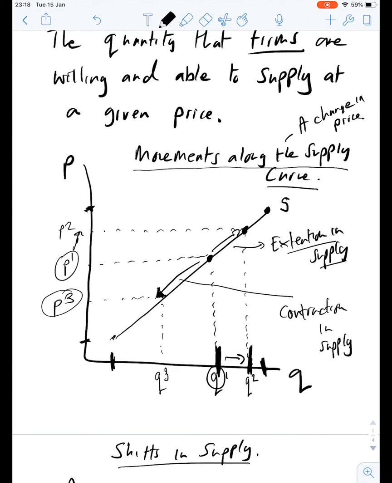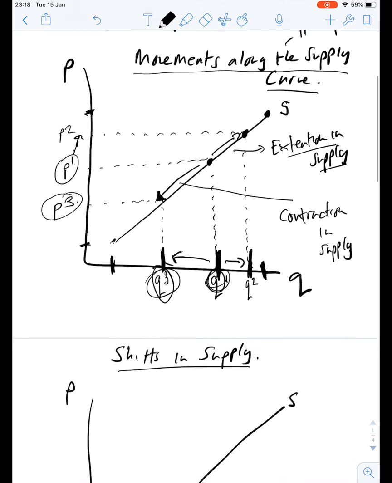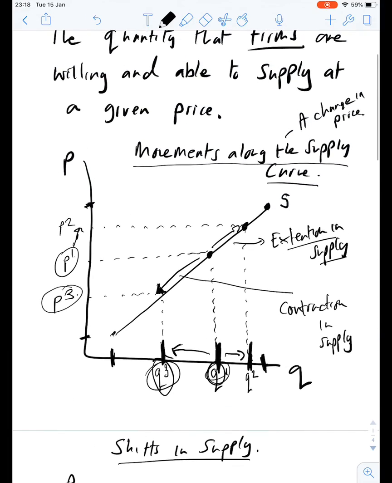Now the price has decreased from P1 to P3. Quantity is now at Q3, which is lower than the original Q1. So we can see that there has been a contraction, a decrease in supply from Q1 to Q3. The next video we will be discussing shifts in supply.